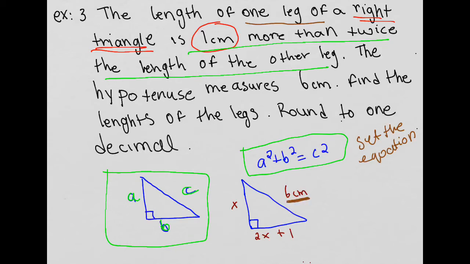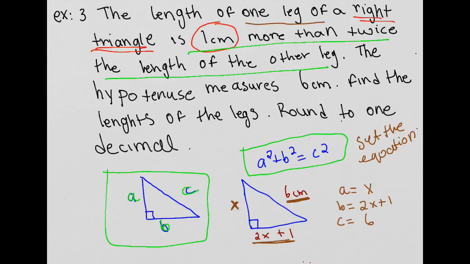Then it tells me that one leg is 1 centimeter more than twice the other. The one that I don't know is A. If I don't know A, that means the base is 2 times A plus 1. You see 1 centimeter more, so that's a plus 1. Twice, so that's times 2. So now I simply need to substitute what I know into the formula. I know that a is x, b is 2x plus 1, and c is 6.